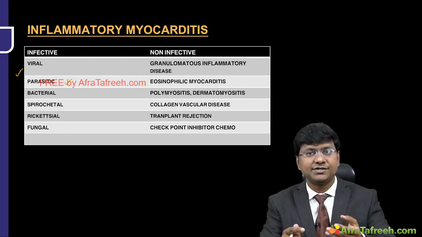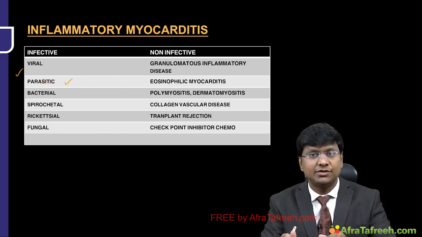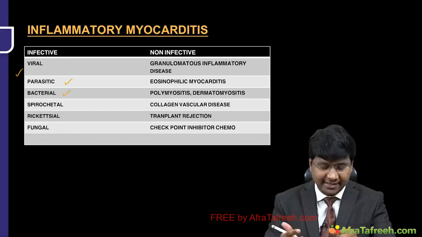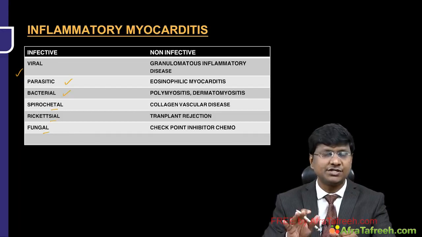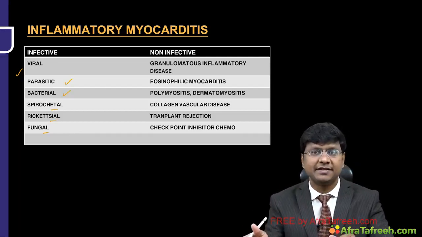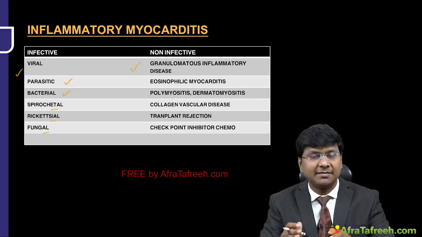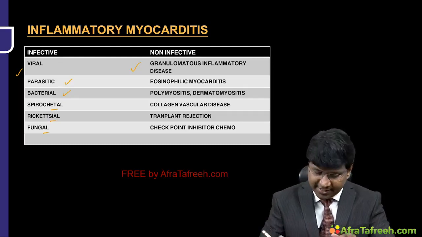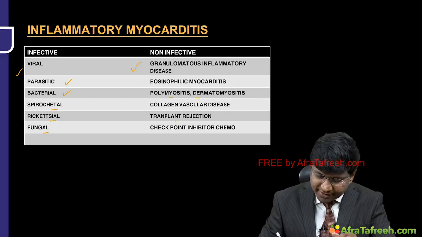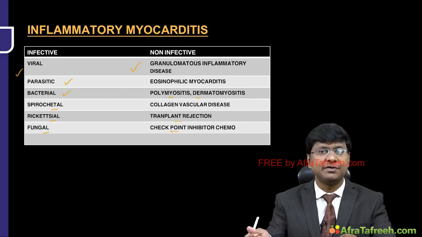They are the very important viruses that cause myocarditis. Then parasitic infections, like Trypanosoma cruzi, one of the very important parasites that can cause myocarditis and make the individual develop dilated cardiomyopathy. Then bacterial infections, spirochetes, rickettsial, and fungal infections. Non-infective causes are mainly granulomatous diseases like sarcoidosis or giant cell myocarditis, polymyositis, dermatomyositis, transplant rejection, and checkpoint inhibitor chemotherapy.